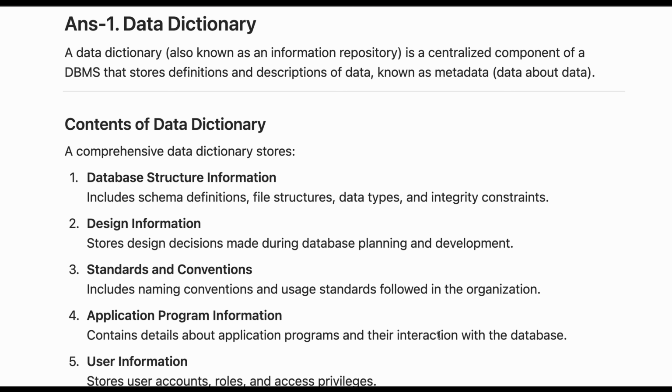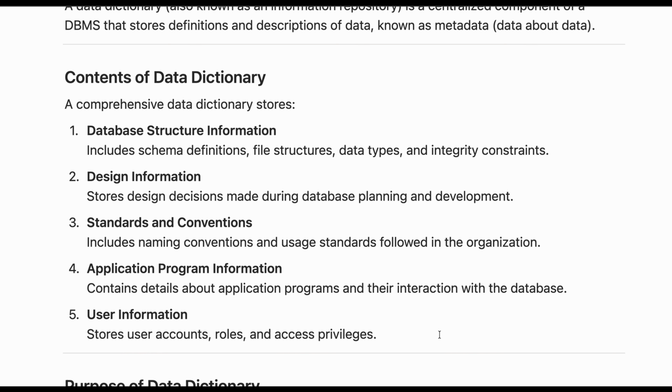Now move to our fourth one, which is application program information. In this, it contains details about the programs that interact with the database. Now move to our fifth one, which is user information. In user information, it stores details like user roles, permissions and access rights.